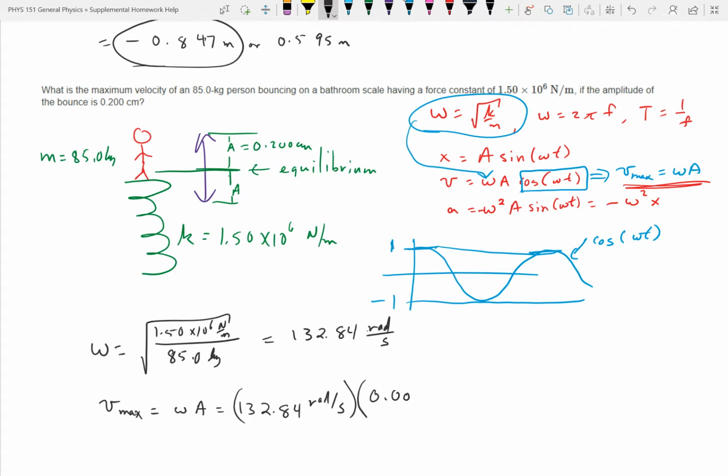What is t? This goes between minus 1 and plus 1. So since we're looking for the maximum, we're just going to take when cosine omega t is equal to 1. t would be 0, if you care. That's why I was confused as to why we couldn't put it in here.